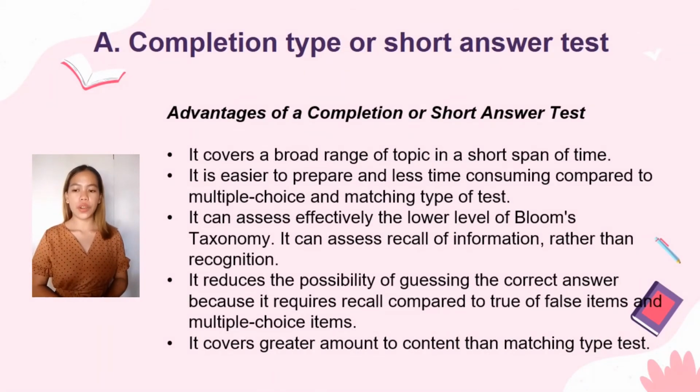Advantages of the completion or short answer test. The first one is it covers a broad range of topics in a short span of time. It is easier to prepare and less time consuming compared to the multiple choice and matching type of test. It can assess effectively the lower level of Bloom's taxonomy. It can assess recall of information rather than recognition. It reduces the possibility of guessing the correct answer because it requires recall, compared to the true or false items and multiple choice items. It covers greater amount of content than matching type test.